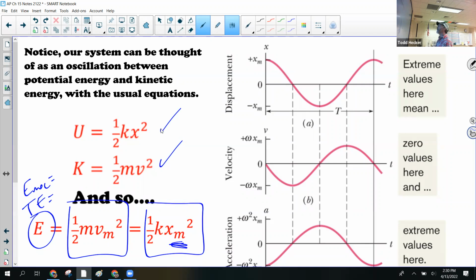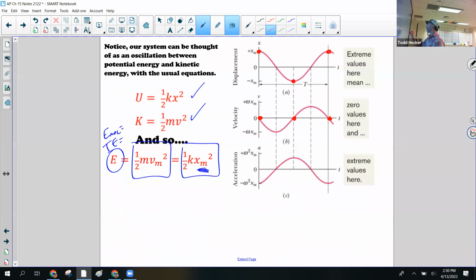So the idea then is, how do you connect the graphs? The extreme values in your displacement graph correspond to points at which your velocity is 0, and your acceleration is also at its maximum, right? If you've got a maximum x, you're going to have a maximum force, which means maximum acceleration.